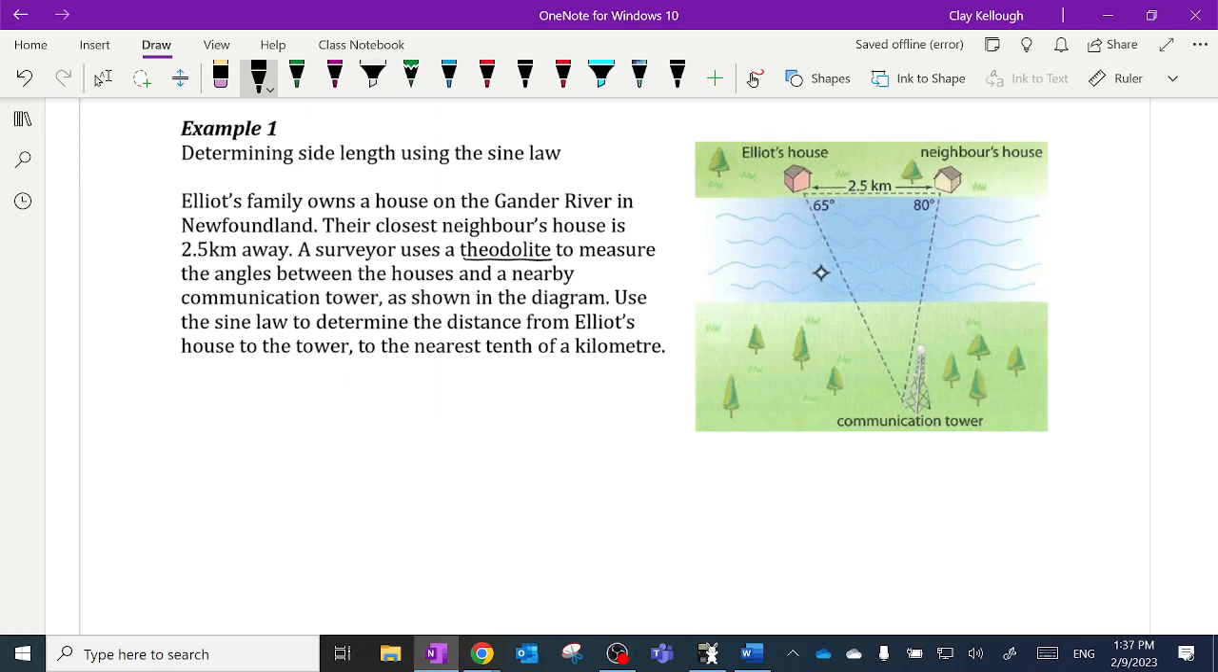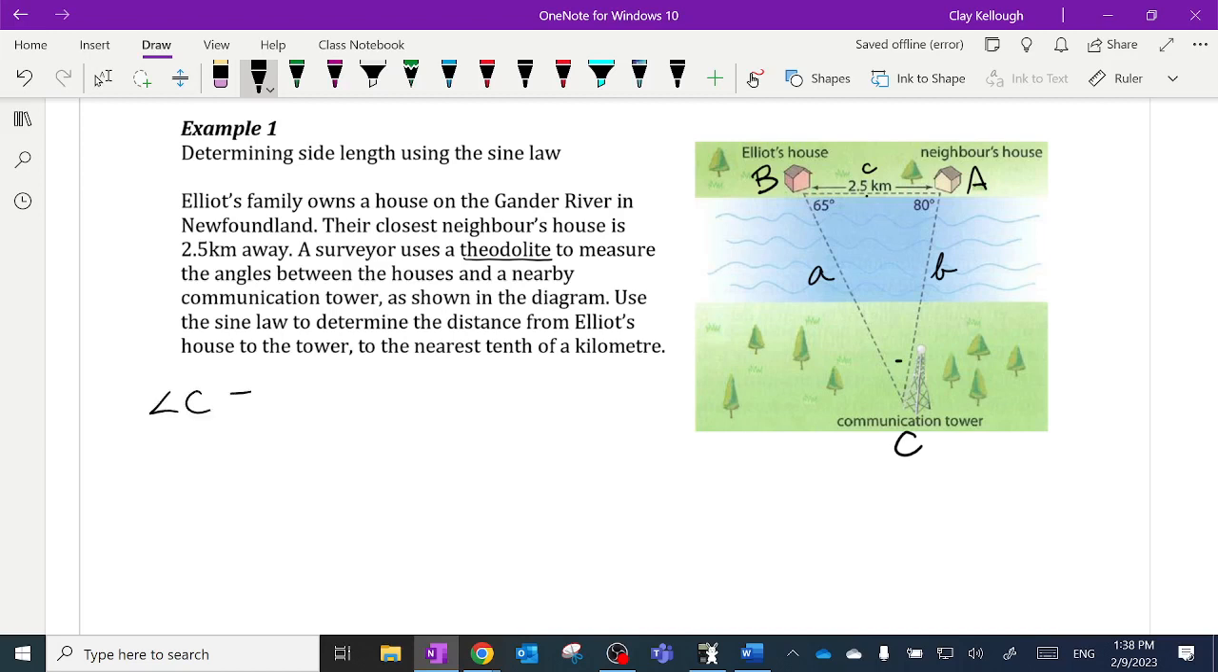I might as well call that A. That's side A. That's what I'm looking for. So that means if that's side A, the 80 is angle A, because remember, you used your opposite rule there. So I'll call Elliot's house point B, which means that's side B. And C for communication tower, C for angle C, which means this 2.5 kilometers they measured is side C. So I need to know what angle C is because the only side I have is across from it.